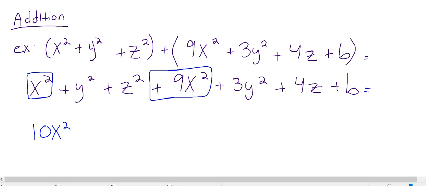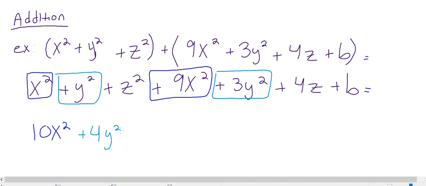Next, y squared. Do we have any more y squared terms? Yes, we have a 3y squared. So 1y squared plus 3y squared is 4y squared. Keep the base, keep the exponent, and add the coefficients. Next, z squared. Do we have any more z squared terms? We have a 4z that has the same base. It does not have the same exponent, therefore we cannot add them to each other.